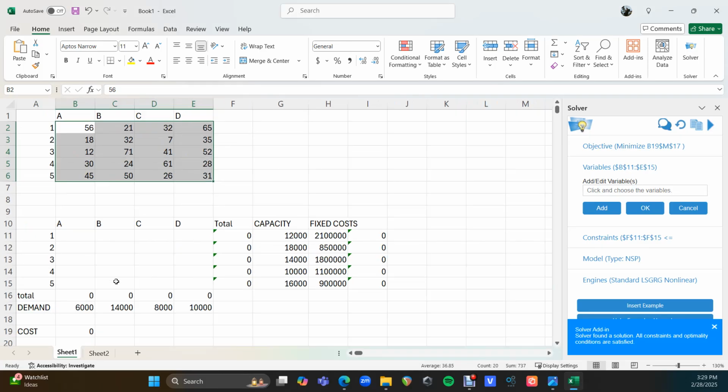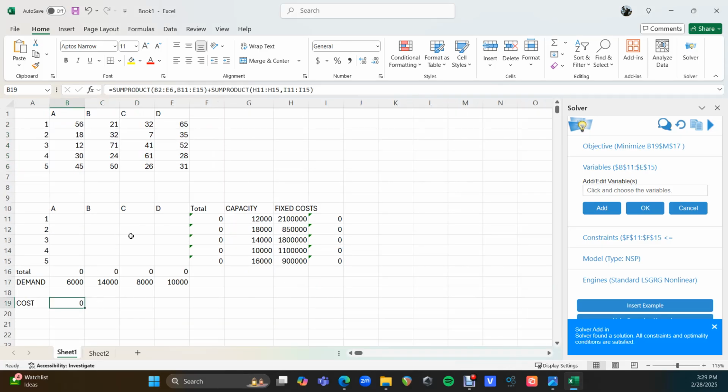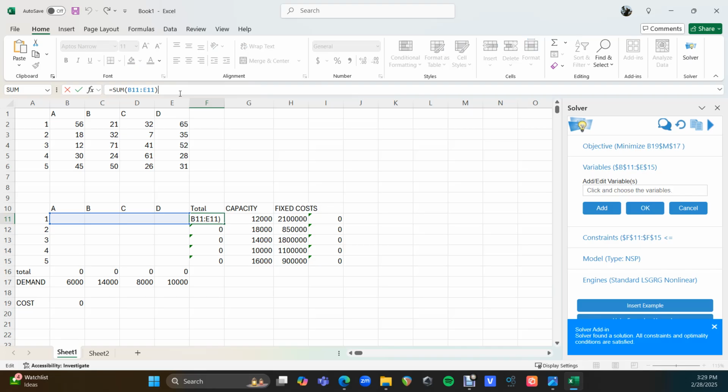So in Excel, what have I done? I've left these as the decision variables. The sums of each of these rows are right here. So this is the sum of that, the sum of these rows or these cells.